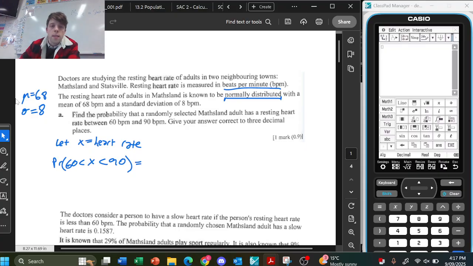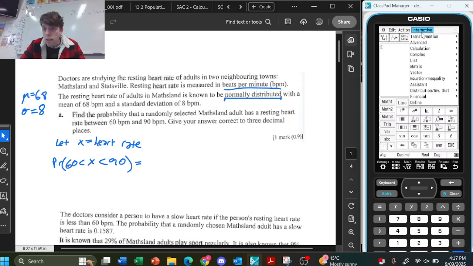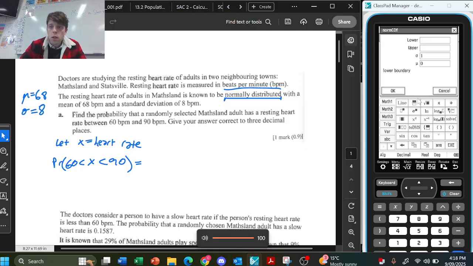The way that we can work this out is, given that we're dealing with a normal distribution, we're going to jump over to the CAS calculator. We're going to go interactive distribution, continuous, and normal distribution, and we're dealing with a normal cumulative distribution, so that's CDF. When we're dealing with inequalities, it's always CDF. For a single value, it is PDF. So let's jump across here, select that.